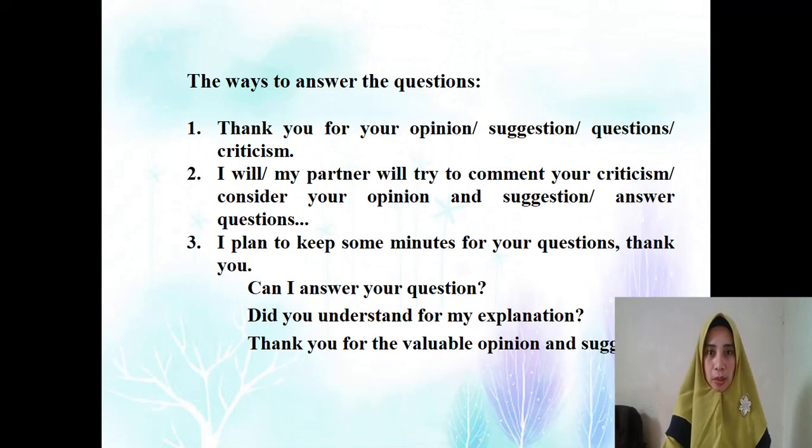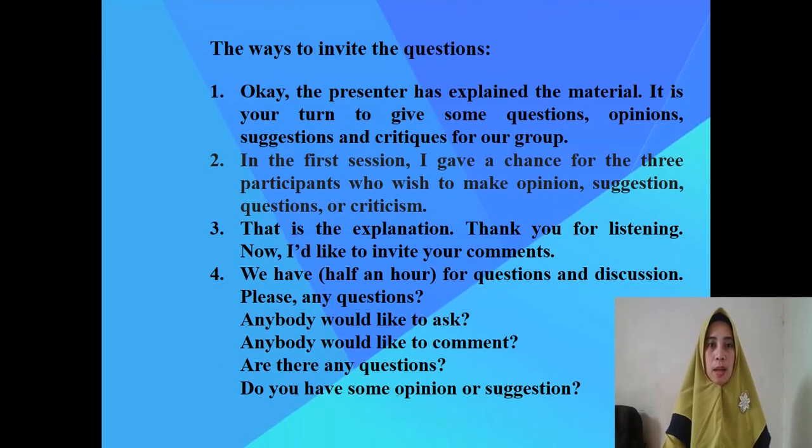The ways to answer the questions, also there are some ways to invite the questions. As I have explained before, in inviting the questions, the moderator needs to explain the brief rules to the audience or to the participants during ask the questions. This one is the examples of ways to invite the questions.